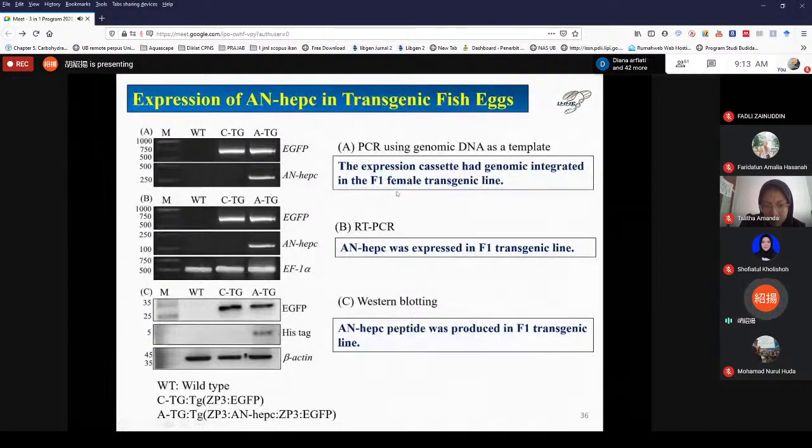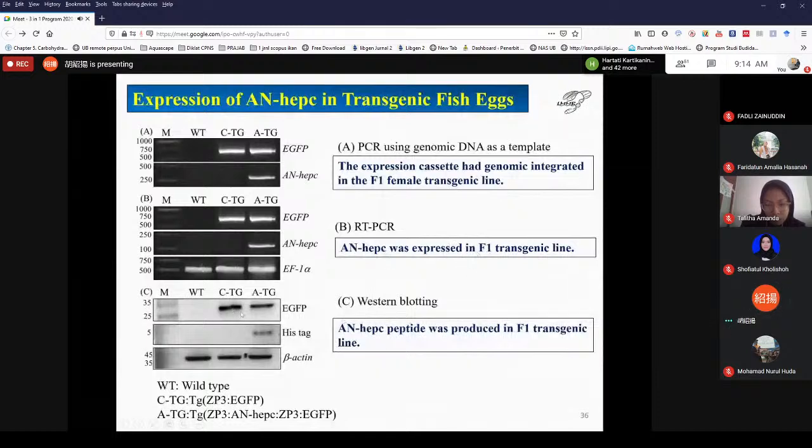And second, we do RT-PCR to make sure whether the hepcidin genes are expressed. When we collect embryos, we prepare cDNA and analyze it using specific primers. So you can see in the transgenic line, the hepcidin gene is expressed. It means the hepcidin gene is really expressed in the transgenic line.